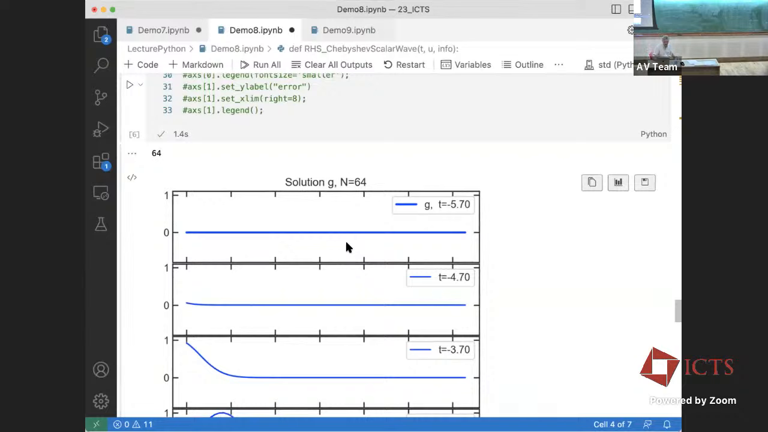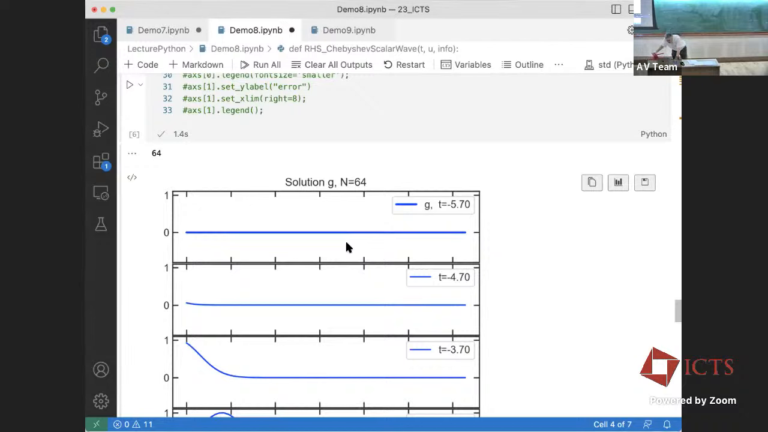But here everything starts with 0 because the left moving pulse is here to the right of the domain at time minus 5.7. It's then happily moving into the domain and out on the right-hand side. And the right moving pulse is to the left of the domain, but also still outside. That's why in the first panel nothing is showing up. Then you see the right moving pulse slowly entering at minus 4.7, minus 3.7.